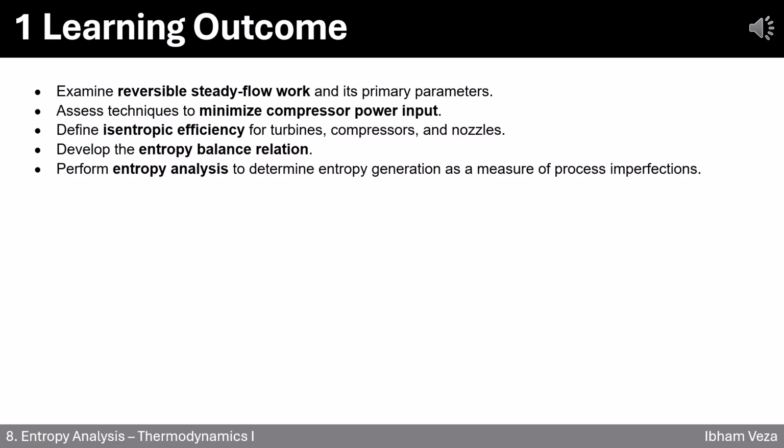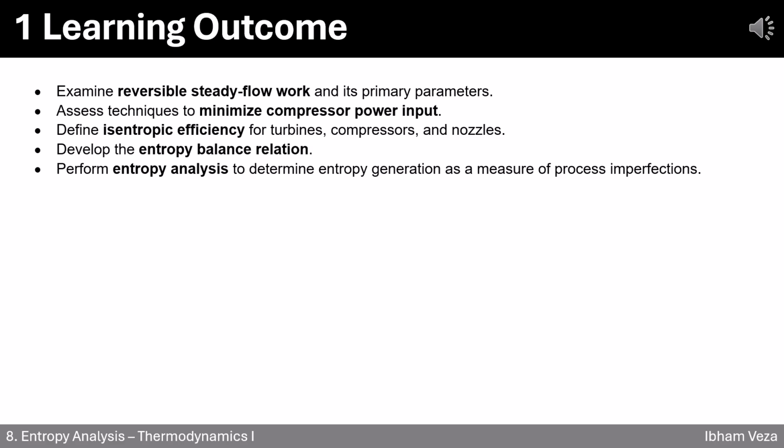1. Learning outcome. Before we dive into the details, it's important to understand exactly what you'll be able to do after this chapter. Learning outcomes give you a roadmap, showing you the skills and knowledge you'll gain. First, you'll learn how to examine reversible steady flow work, which basically means understanding ideal work scenarios where no energy is wasted. Next, you'll explore how to minimize compressor power input, which is crucial because compressors are energy-hungry devices, and optimizing them can save a lot of energy in real-world systems.